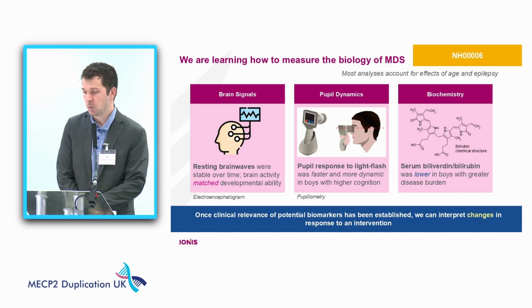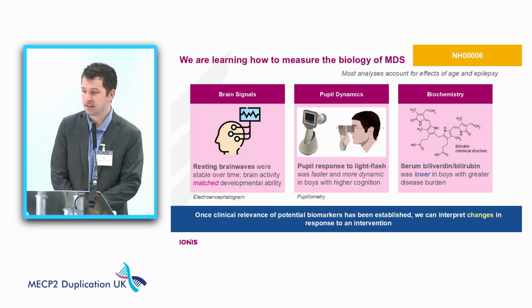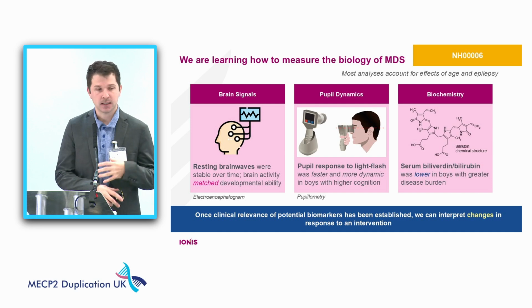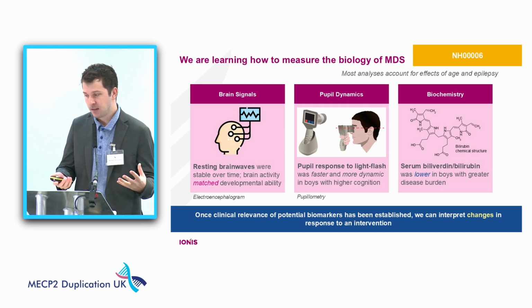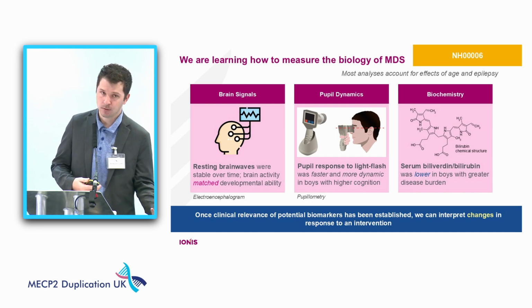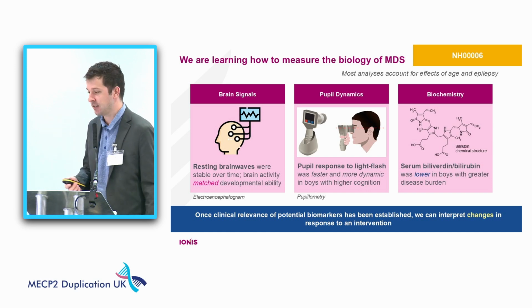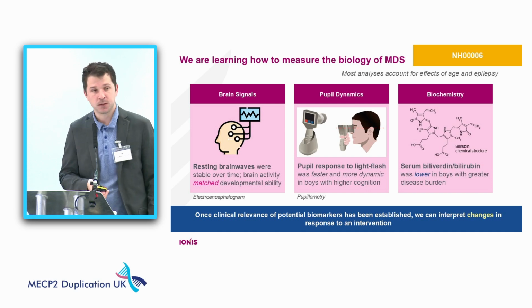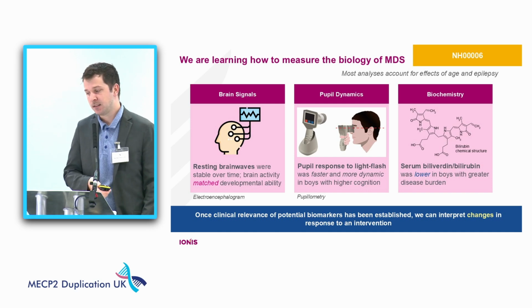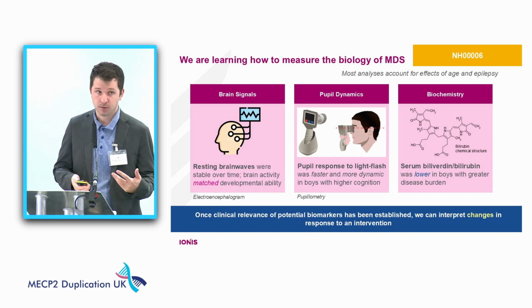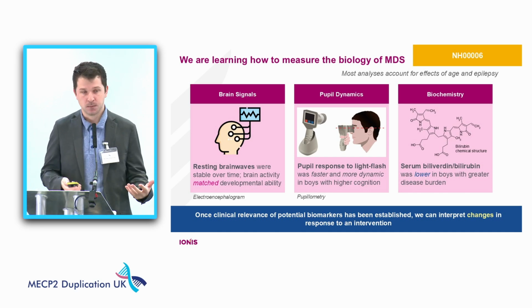And so generally we see that the serum bilirubin is lower in boys with MDS, and then when we break that apart within the disease itself, those with the lowest bilirubin were the ones with the greatest disease burden. So this is telling us about the clinical severity of the condition. So ultimately, once we've established the relevance of these potential biomarkers, then we can interpret when these change in response to an intervention, what does it mean?